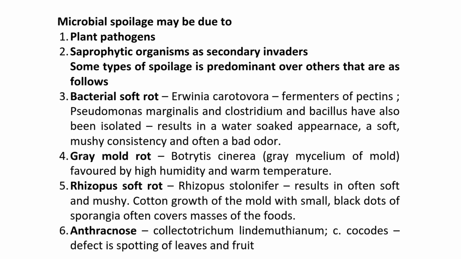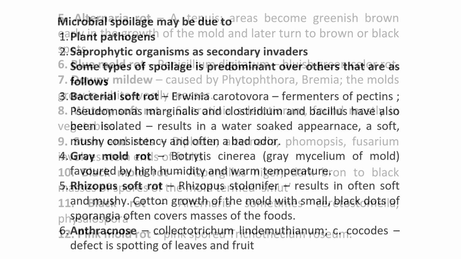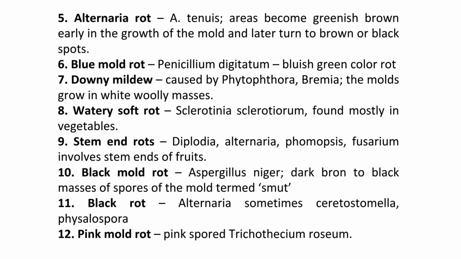Rhizopus soft rot, caused by Rhizopus stolonifer, also results in soft and mushy food, often covered by a cottony mold growth. Anthracnose, caused by Colletotrichum lindemuthianum, appears as spots on leaves and fruit. Alternaria rot, caused by A. tenuis, appears as greenish-brown areas that turn brown or black. Blue mold rot, from Penicillium digitatum, shows a characteristic bluish-green color. Downy mildew, caused by molds like Phytophthora, grows in white, woolly masses.